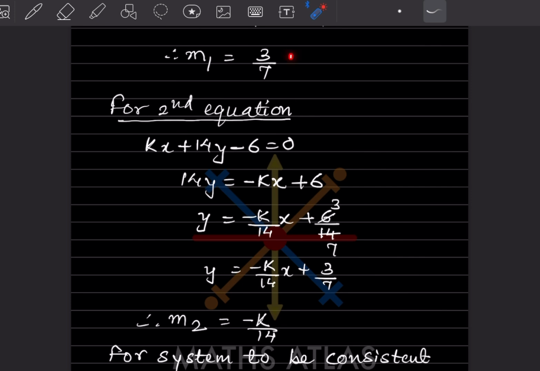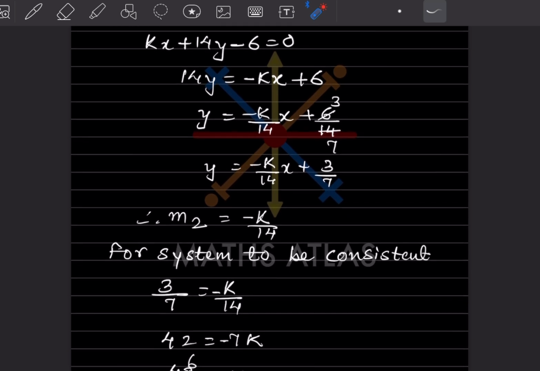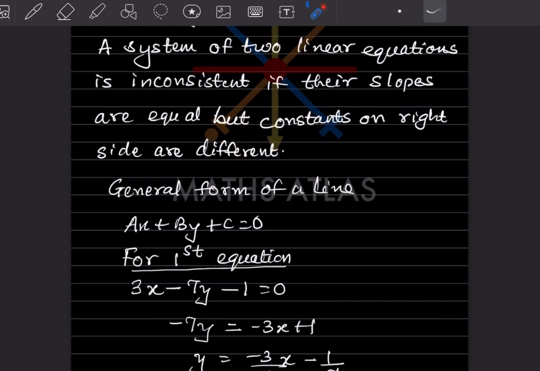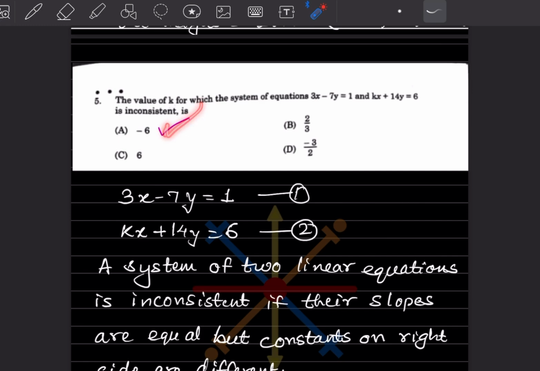So now we got this as 3 by 7 and this is minus k by 14. So for the system to be inconsistent, this should be equal to this one. So what we can do, we can cross multiply over here. 14 3s are 42 is equal to minus 7k. If you bring this minus 7 on the other side, that is going to get divided. 7 6s are 42, so k is minus 6. So this is the correct option.